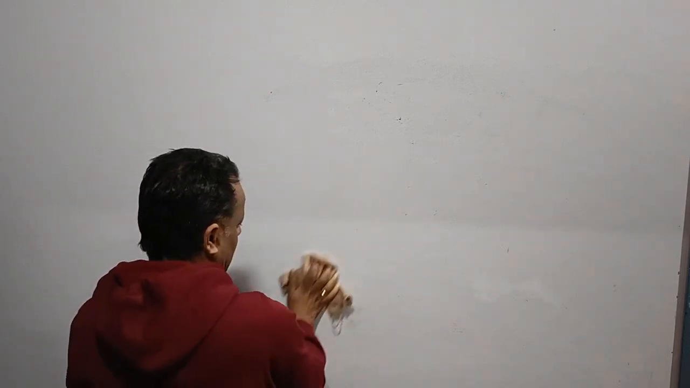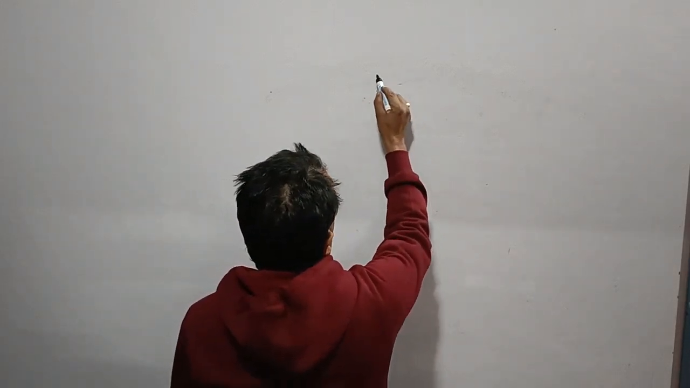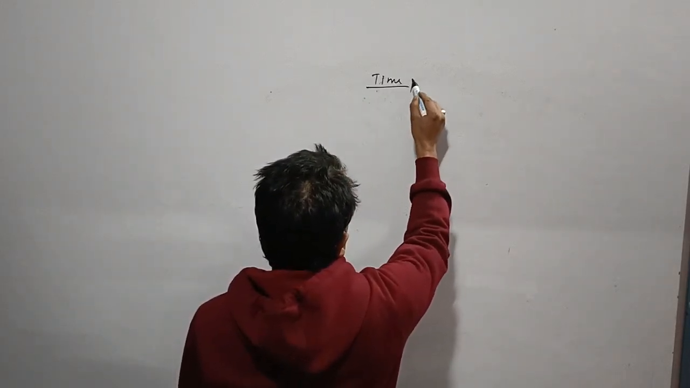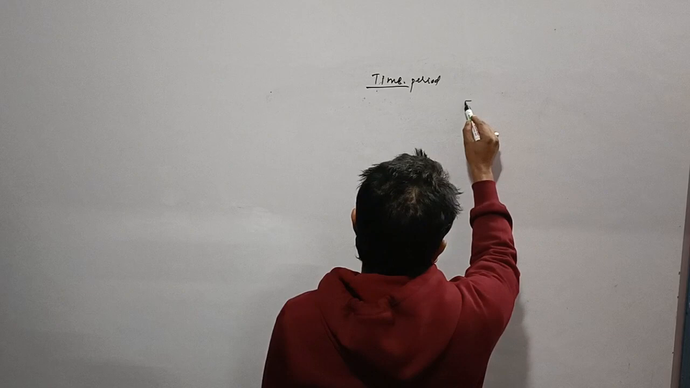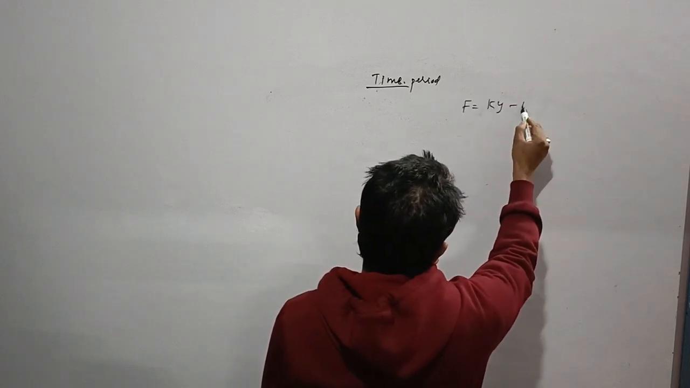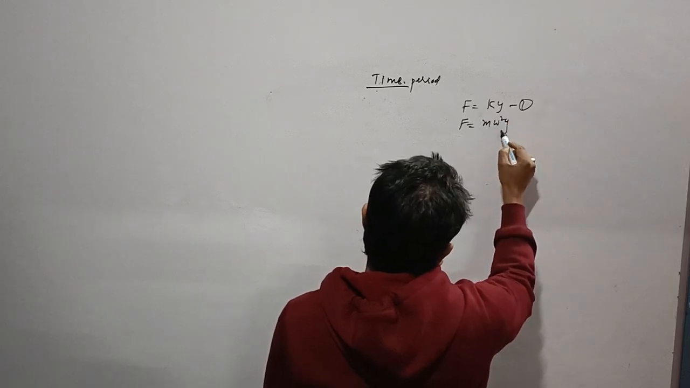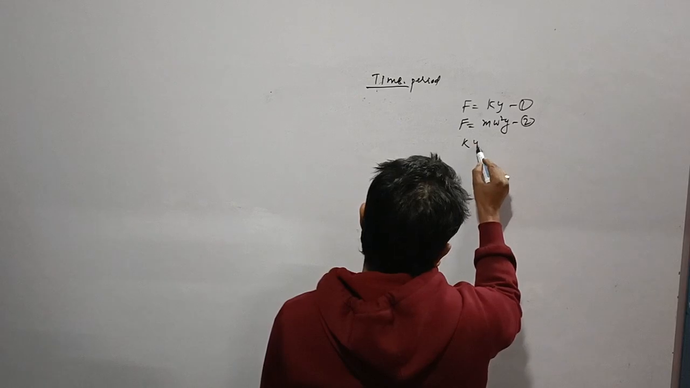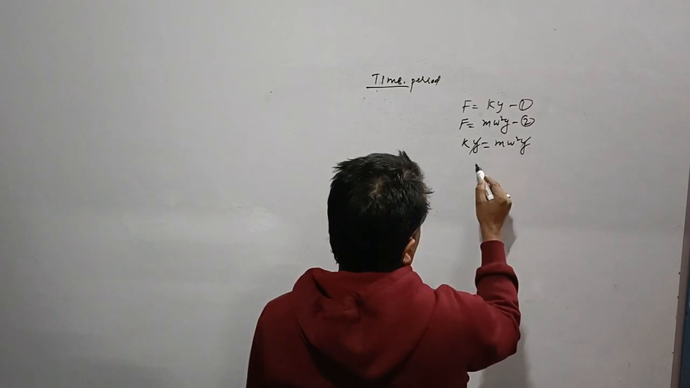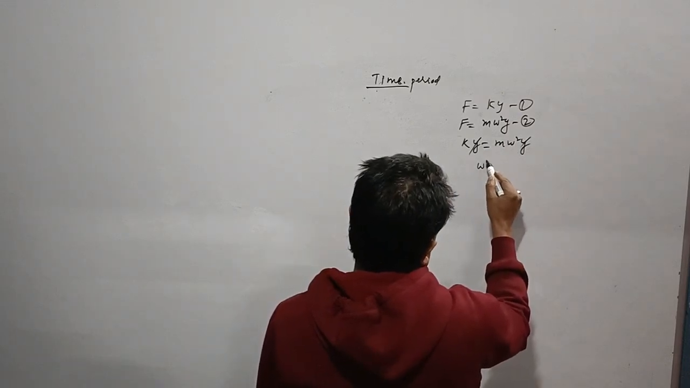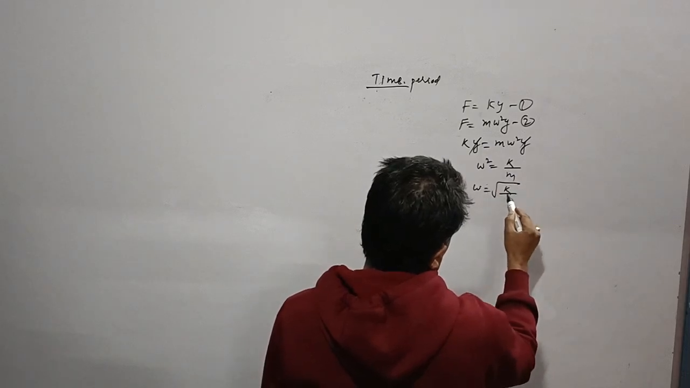Now we will be calculating the time period of the simple pendulum. See what we had calculated: force is equal to k into y, and force is also equal to mass into acceleration, that is m omega square y. So k into y equals m omega square y. Y gets cancelled out. We are left with omega square equal to k by m. Omega is root over k by m.